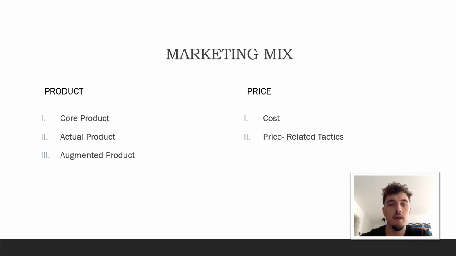The first two aspects of the marketing mix are product and price. There are three aspects of product marketing mix that we identified. First is the core product. So the prioritization of mental health in the university-age population will result in improving these students' well-being and academic performance.